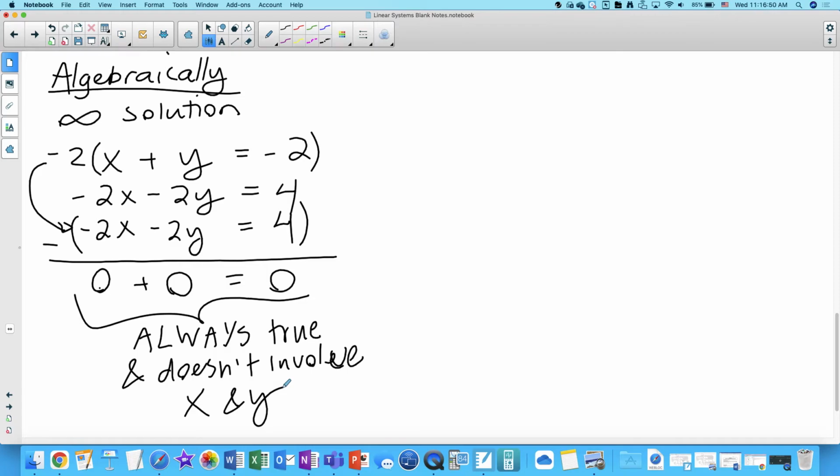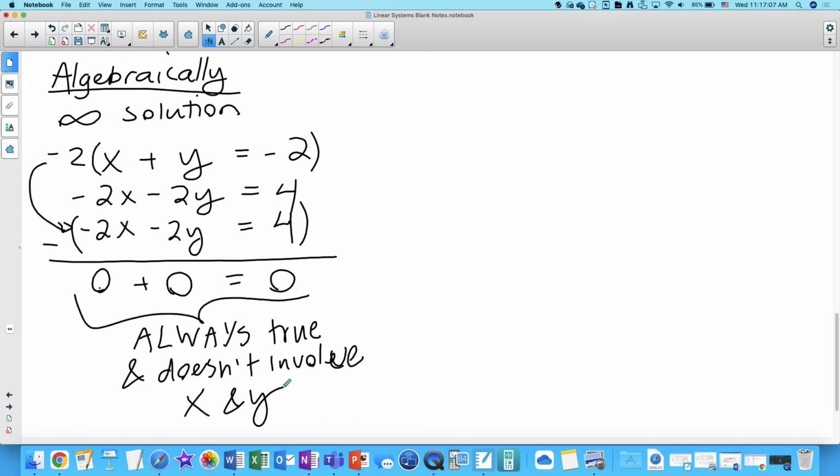If you use substitution, what you'll see is it won't be 0 equals 0. It'll probably be like 3 equals 3 or 10 equals 10 or something like that. But you will see the same sort of thing: a number equals a number, and they happen to be the same number.